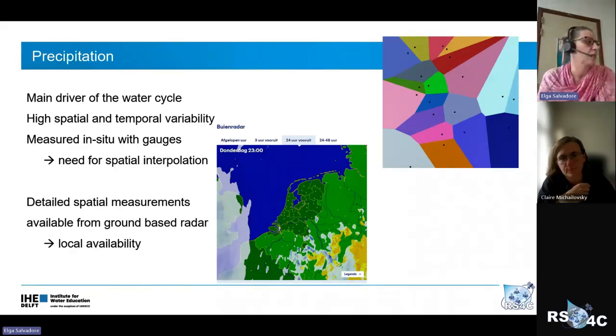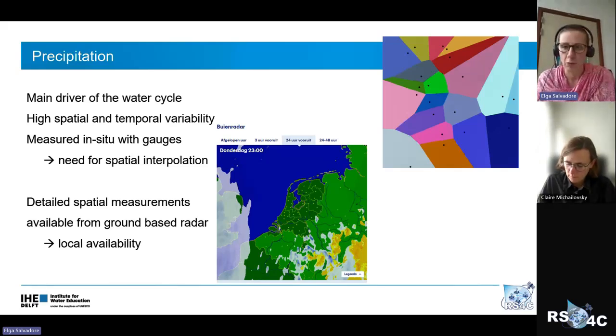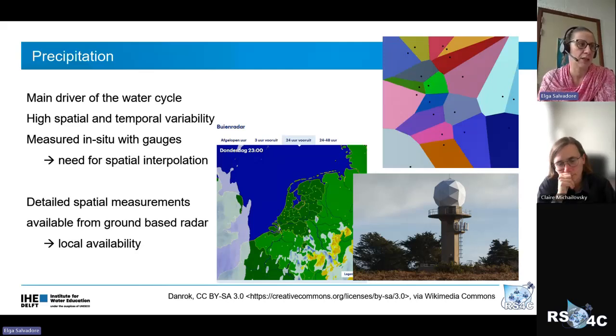And one is, for instance, using ground-based radar data. I think some of you might have heard about it. It's providing spatial information at a high spatial and temporal resolution, through also remote sensing, but it's also very localized. So the difference between this type and satellite is that it's only available in certain locations. So we might not have this type of measurement in the regions where we want to work for a project.